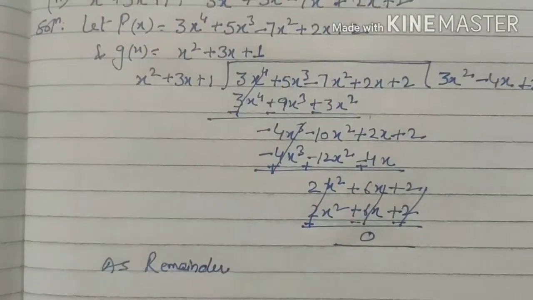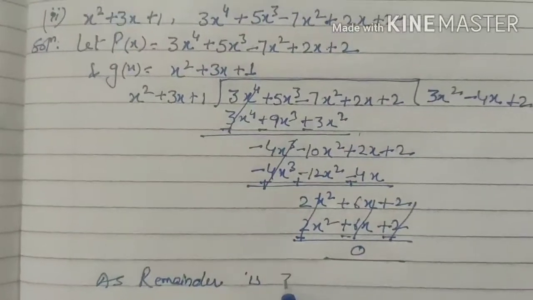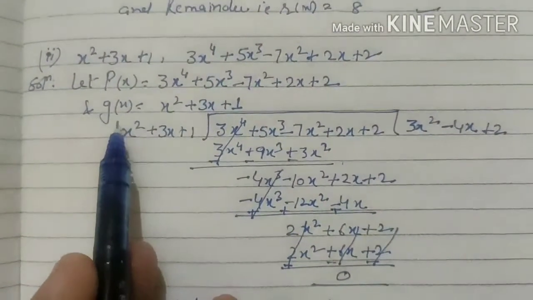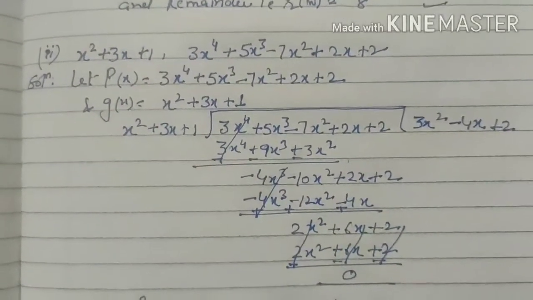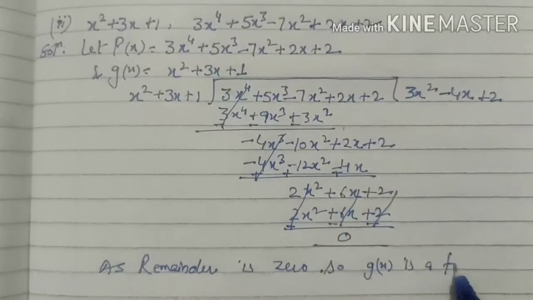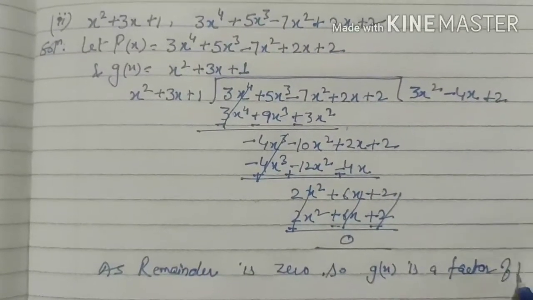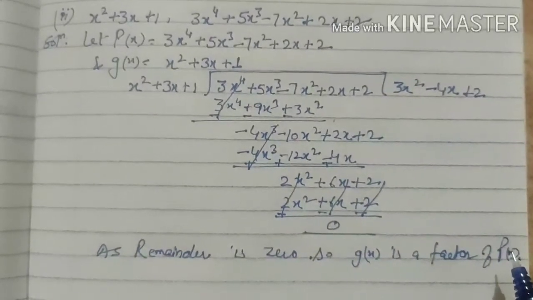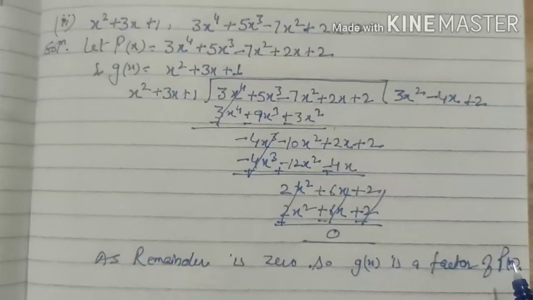Now we can say the remainder is 0. So the first polynomial, or we can say directly gx, is a factor of px. So this is all about part number 2. So pause the video and note it down.